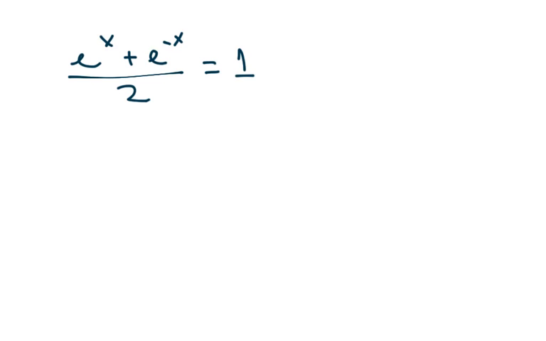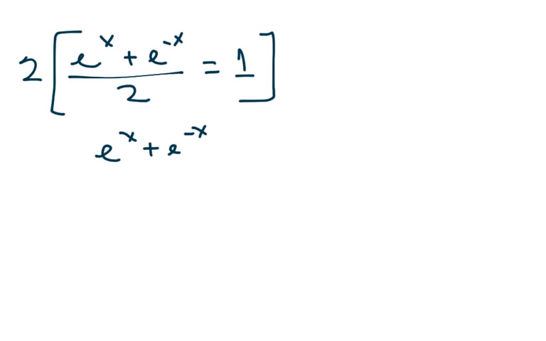Okay, our first step is we're going to multiply everything through by 2. And when you get that, or you cross multiply, you're going to get e to the x plus e to the negative x equals 2. Okay, I just cross multiplied. Now, we're going to use the hint.